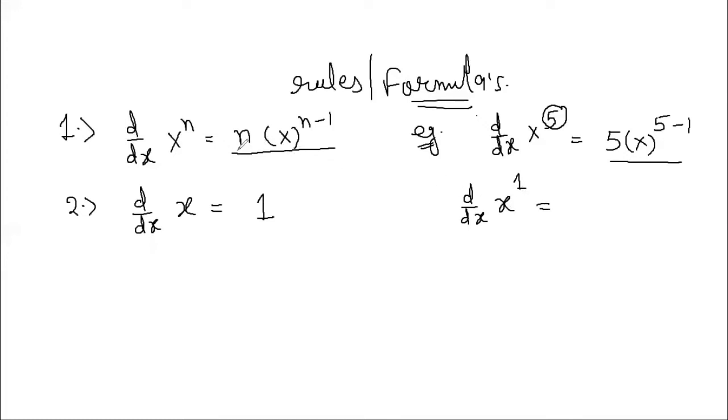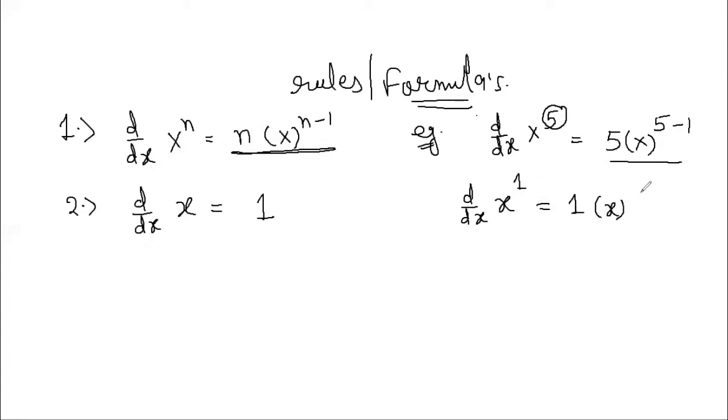Now, according to this rule, if we apply the same rule over here, then how can we do that? According to this, the power should come to the front. So this is the power here, 1. I will bring it over here, and then there is the x. So I have to write the x here.